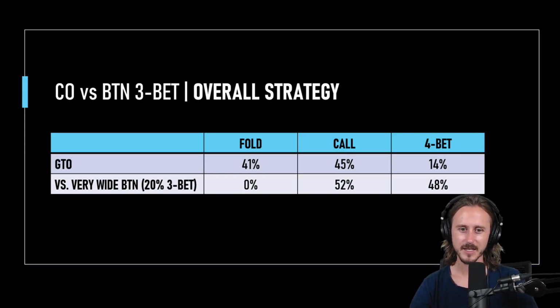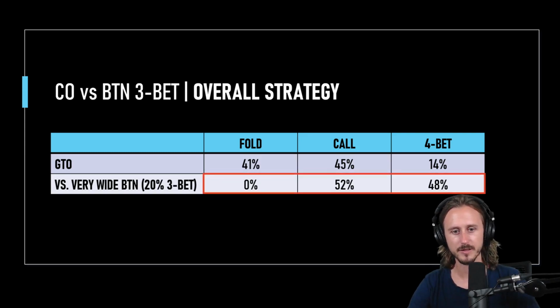So if the action then comes back to us, we are actually supposed to never fold, which is a massive, massive difference in comparison to the GTO outcome there, which is 41% folding. We're calling 52% and we're 4-betting 48%. So a massive increase there as well. So how does this range exactly look, and how should we adjust when we think about different categories of hands that we are open raising? Let's look into this topic specifically today and focus on that group.